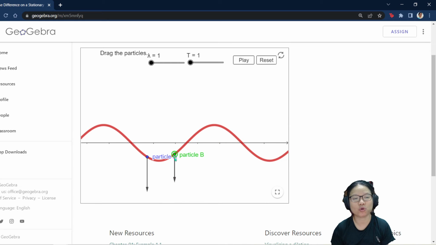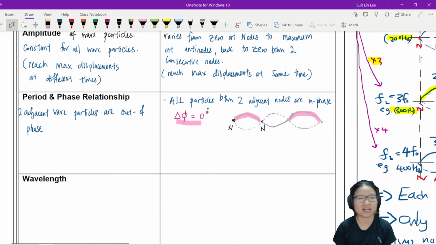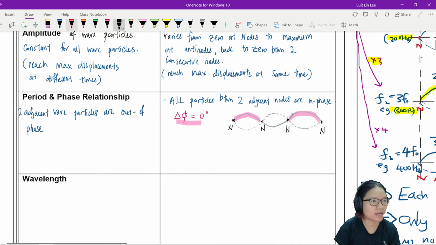If there are no nodes, look at the arrow, in phase. If there's one node, look at the arrow, opposite direction, antiphase. If there are two nodes, we're back to in phase. One node, two nodes. Okay, so something like that. We will mark down the nodes. So any particles along the pink color shading, the phase angle is 0.